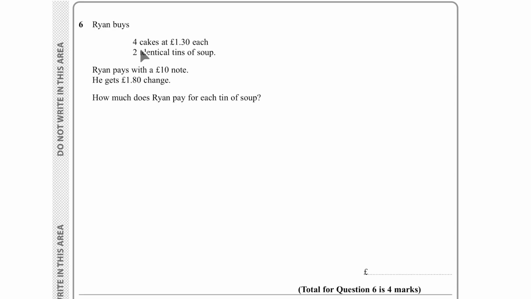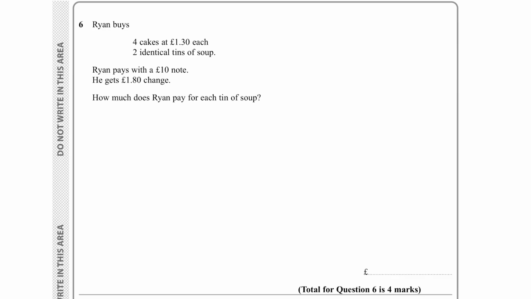Ryan buys 4 cakes at £1.30 each, 2 identical tins of soup. There we don't know the price of the soup, so they're probably going to ask us that. Ryan pays with a £10 note. He gets £1.80 change. How much does Ryan pay for each tin of soup? Okay, so this is a 4-mark question.